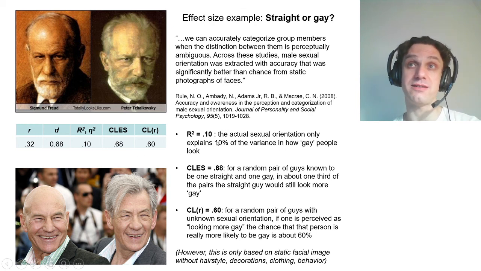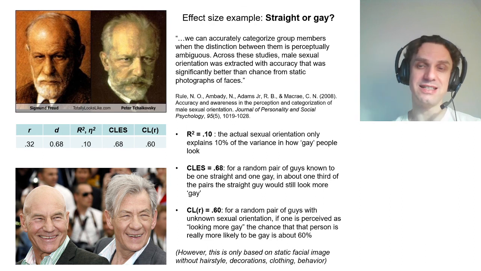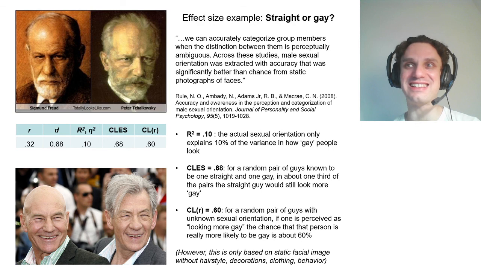So if we interpret R squared, we can say that the actual sexual orientation of a male subject only explains 10% of the variance in how gay or straight that person looks.